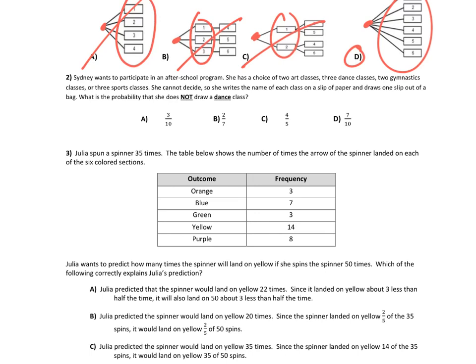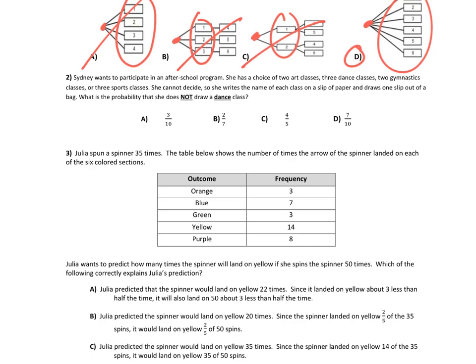Number 2, Sydney wants to participate in an after-school program. She has the choice of 2 art classes, 3 dance classes, 2 gymnastics classes, or 3 sports classes. She cannot decide, so she writes the name of each class on a slip of paper and draws one slip out of a bag. What is the probability that she does not draw a dance class? So first thing that we got to do is figure out the total number of slips of paper that she's going to have in the bag.